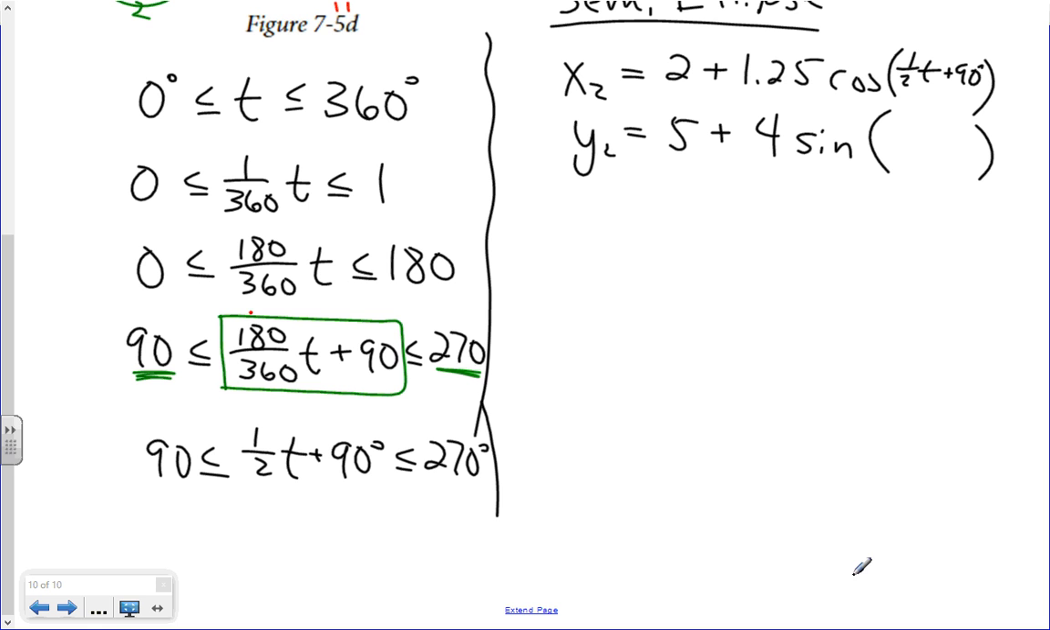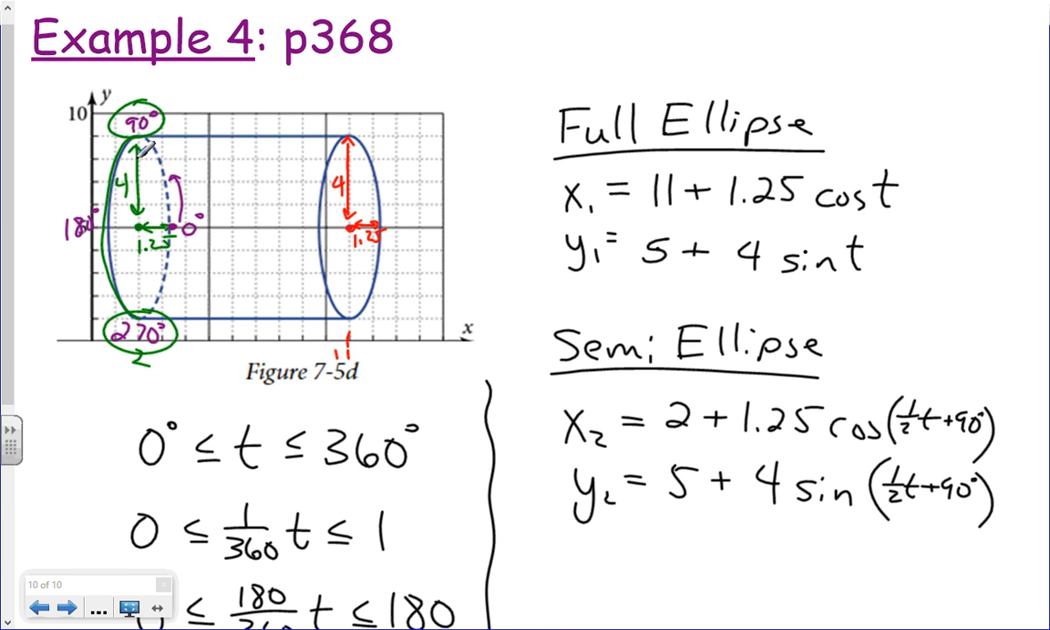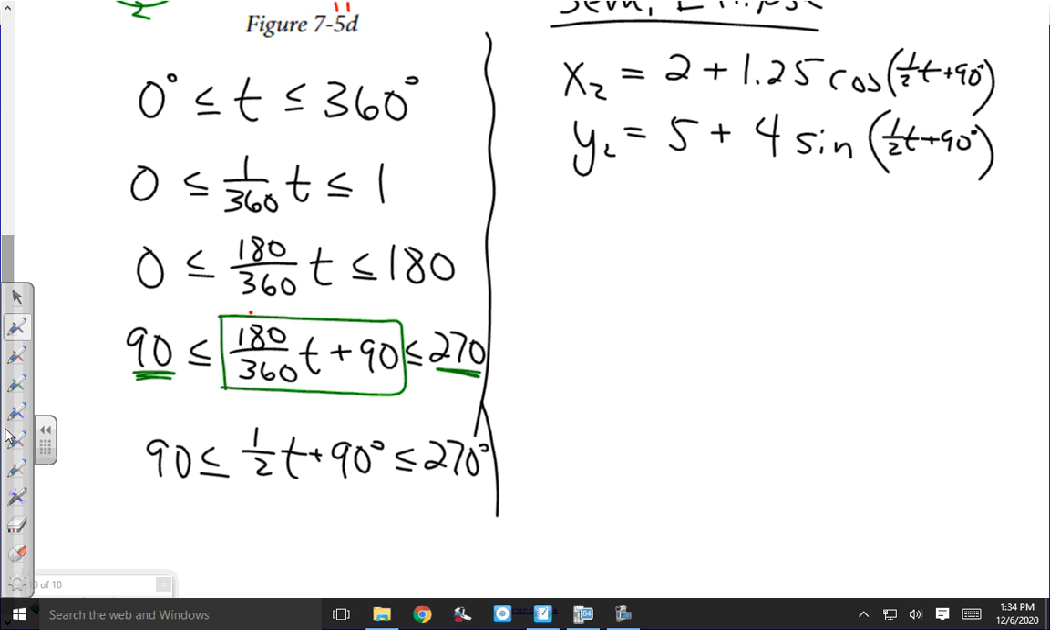1/2 of t plus 90 degrees. Why 1/2? Because I only want a semi-ellipse. Why plus 90? Well, because I want my sketch to start up here at the top at 90 degrees. All right, 2 down, 2 to go. Let's do the top line first.